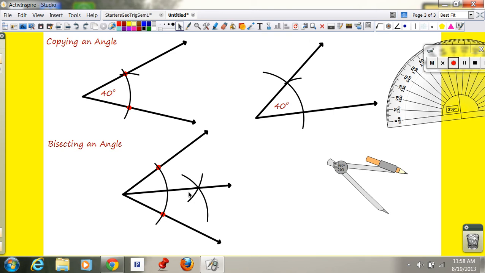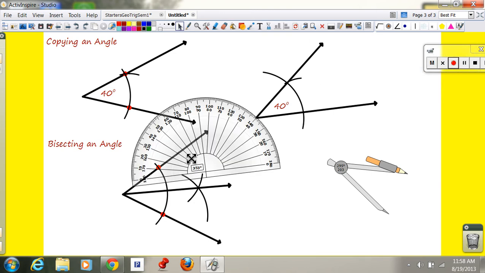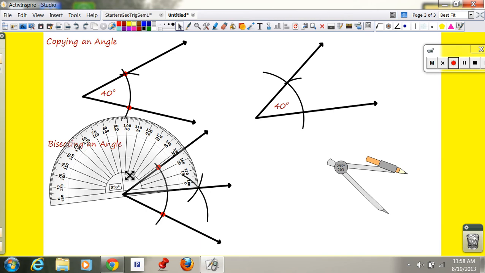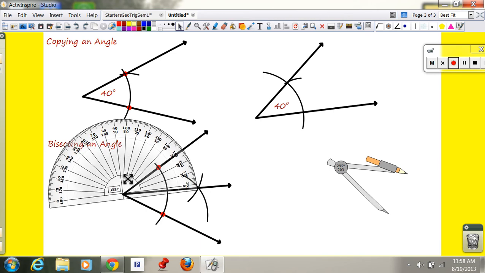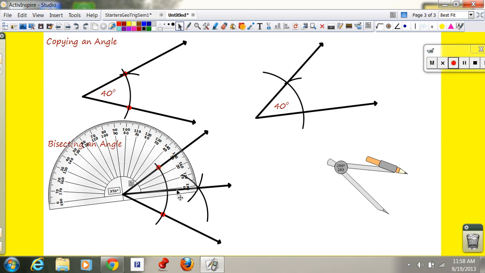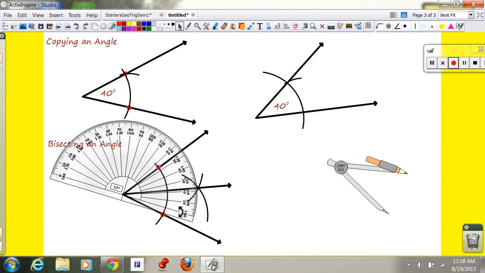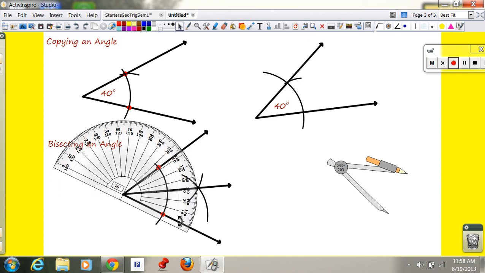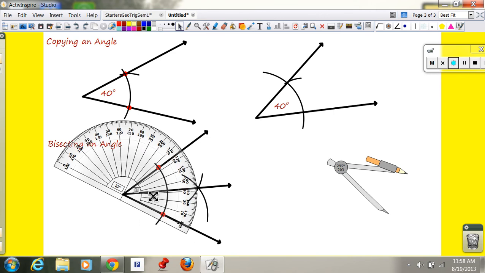The way to check it is to lay your protractor on those angles and see if that middle ray cuts the angle exactly in half. So I put my protractor right like that. The bigger angle is about 64 degrees, and you can see my smaller angle is at 32 degrees. So 32 is half of 64. My angle is bisected.